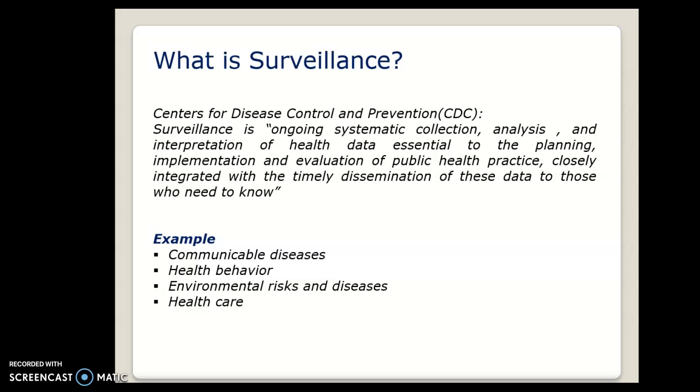Examples of surveillance in pharmacovigilance are communicable diseases, health behavior, environmental risk, and healthcare. We know disease surveillance is a systematic collection, analysis, and dissemination of data on diseases of public health importance so that appropriate action can be taken to either prevent or stop further spread of the disease. Surveillance also guides disease control activities and measures the impact of immunization services.